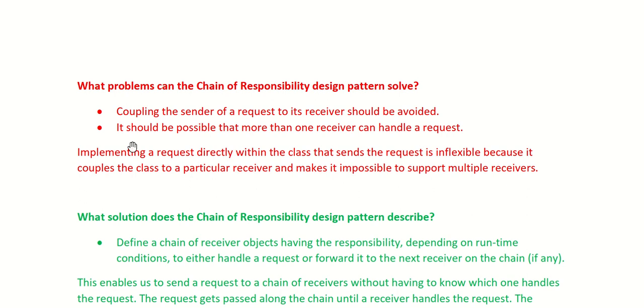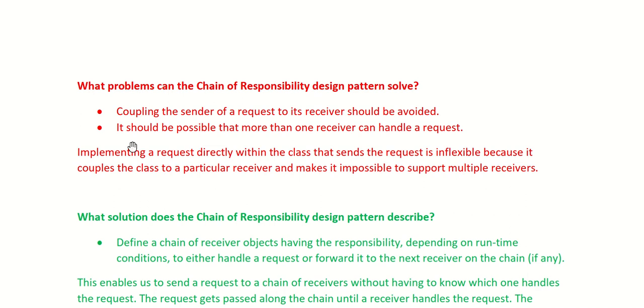So let's start with what problems the chain of responsibility design pattern can solve. Coupling the sender of a request to its receiver should be avoided. Suppose there is a setup where there is a sender of a request and a receiver of a request who processes the request. So we should decouple the sender as well as the receiver of a request.